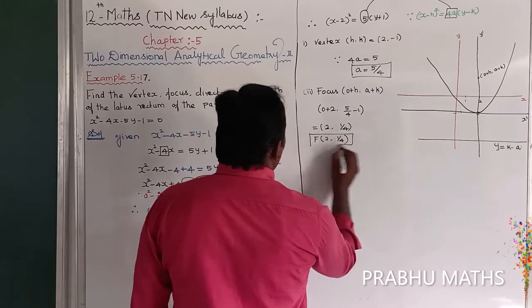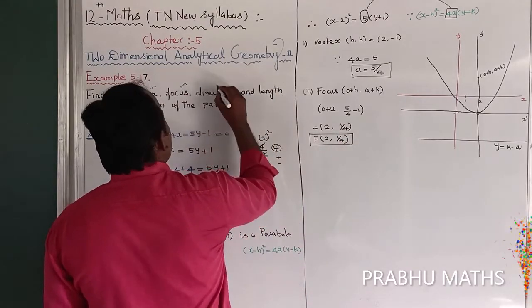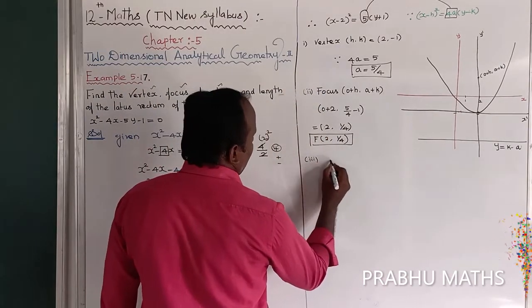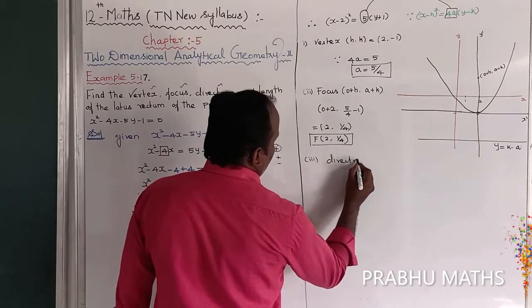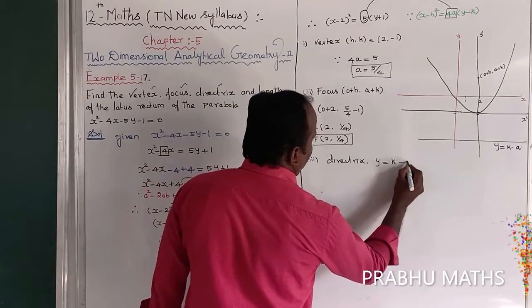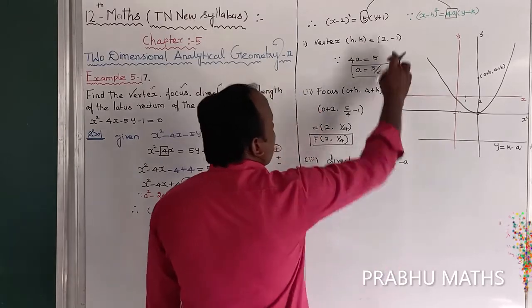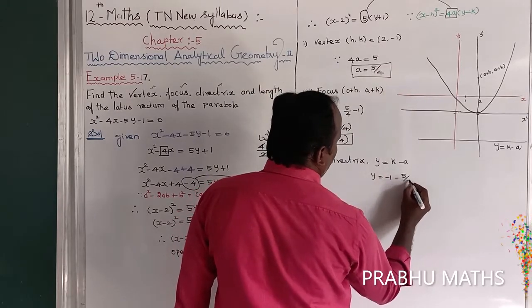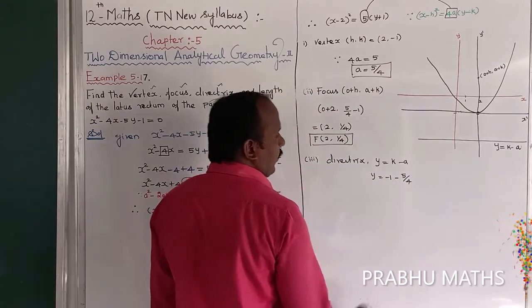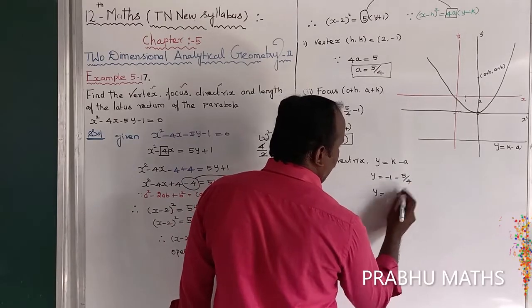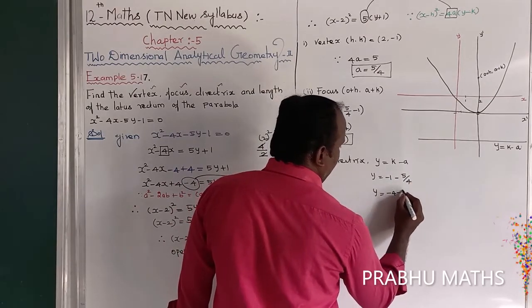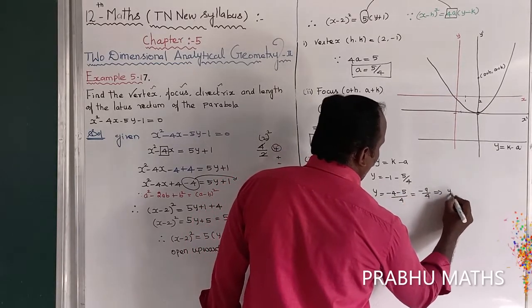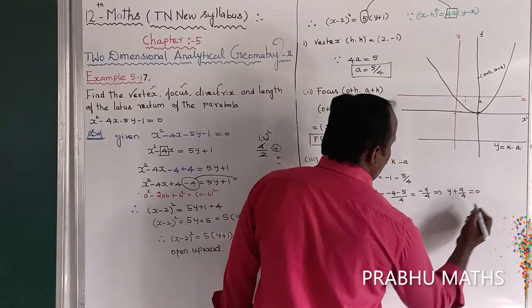Focus is completed. The first one is the vertex, next the focus, next the directrix. For the directrix, the formula is y equal to k minus a. Y is equal to k replaced by minus 1, minus a replaced by 5 divided by 4. Now y is equal to, by cross multiplication, minus 4 minus 5 divided by 4, that is equal to minus 9 by 4, which implies y plus 9 by 4 is equal to 0.